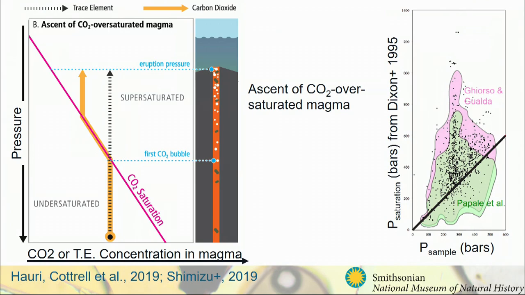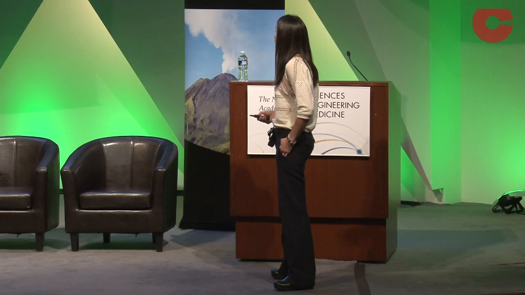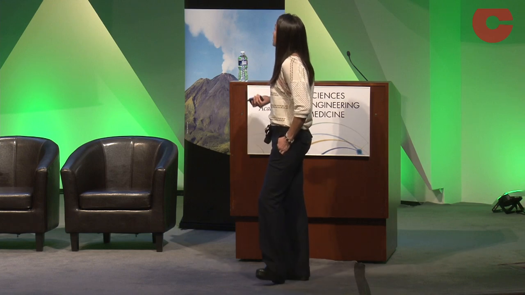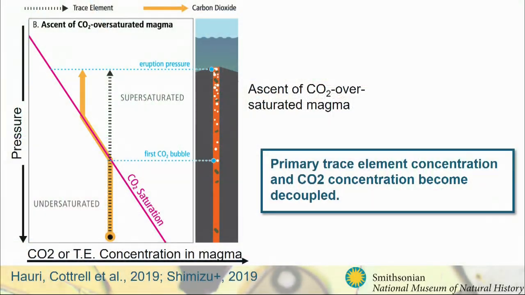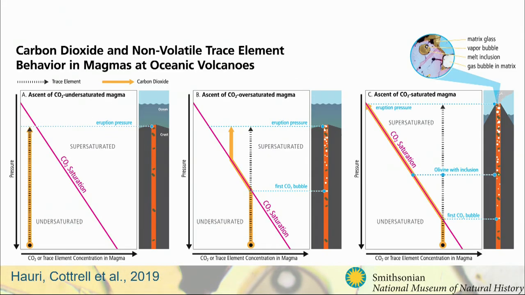And this is, of course, evidenced by the fact that mid-ocean ridge basalts are just full of vesicles. They're full of CO2 bubbles. So primary trace element concentrations and CO2 concentrations become decoupled in the vast majority of cases. So to complete our triptych, on the left here, you have the case of Ocean Island basalts.